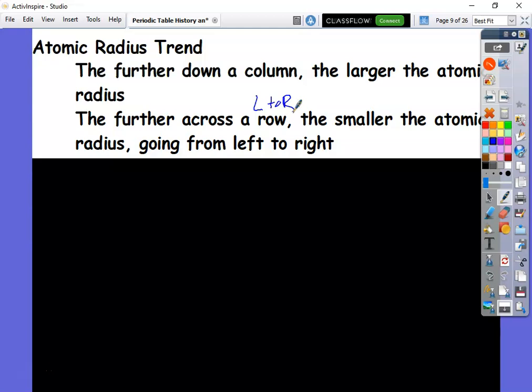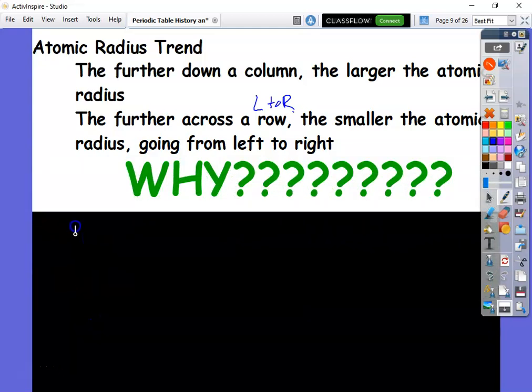And we need to talk about why. And you guys need to be able to explain why. And so make sure you are listening up, because once you know why for one of the periodic trends, it works for all of the periodic trends.